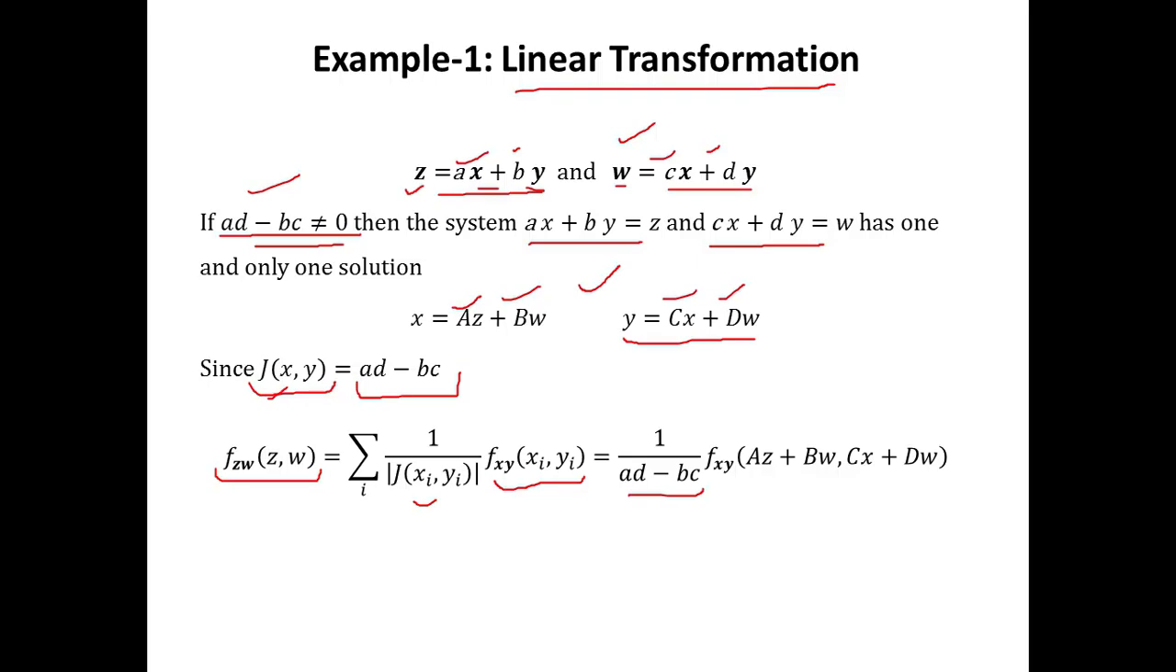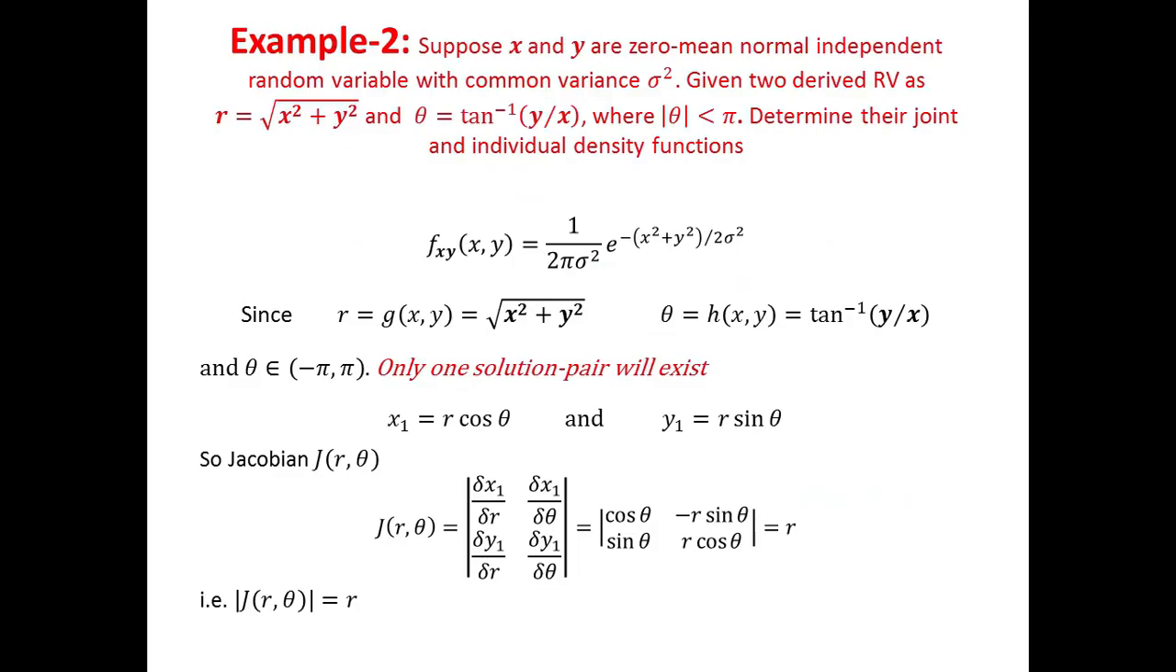So we have 1 by |AD minus BC| multiplied by the joint PDF of x, y, but in terms of now z and w, because we want to find this function in terms of z and w. So simply substituting f_XY(x, y), with x equals az plus bw and y equals cz plus dw, we get this expression. So this is a simpler example. Let us move to a slightly more complex example.